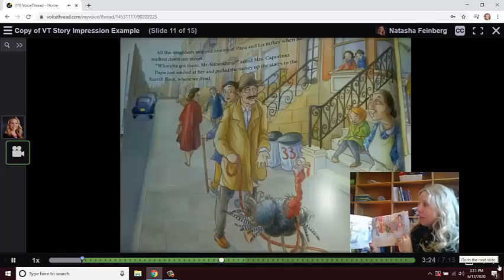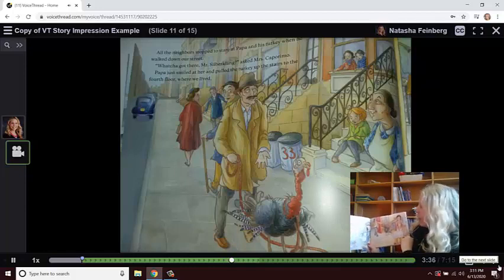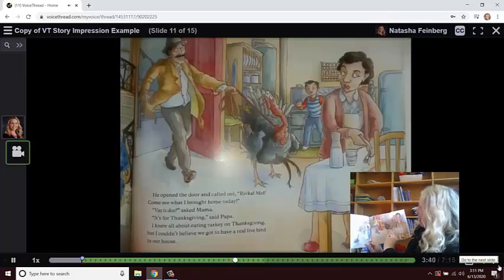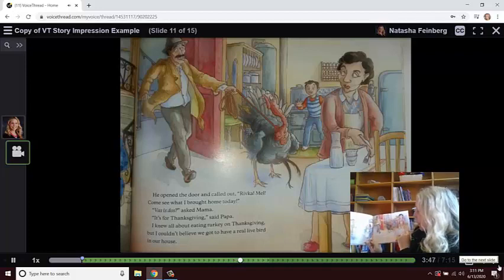All the neighbors stopped to stare at Papa and his turkey when he walked down our street. "What you got there, Mr. Silverplane?" asked Mrs. Caparimo. Papa just smiled at her and pulled the turkey up the stairs to the 4th floor where we lived. He opened the door and called out, "Rivka, Mel, come see what I brought home today." "Was ist das?" asked Mama. "It's for Thanksgiving," said Papa.